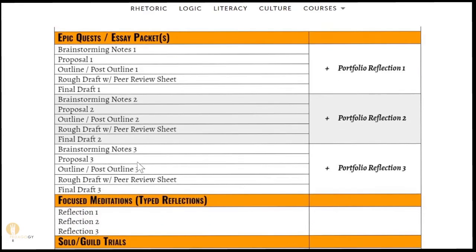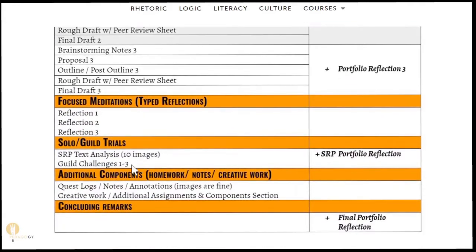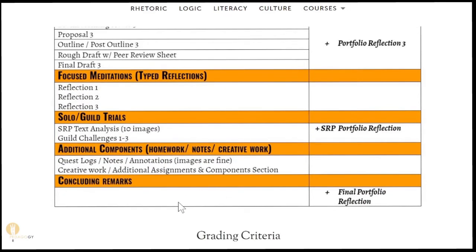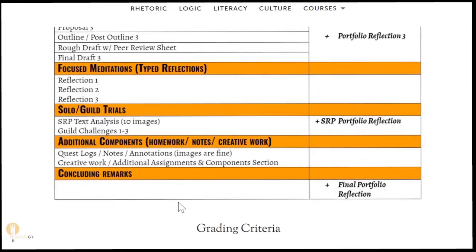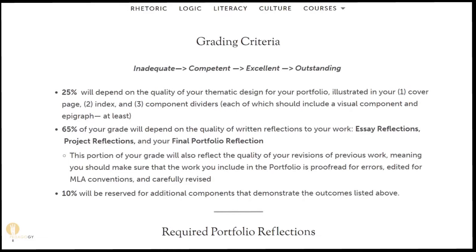Let's keep going here. You'll also link your guild trials and some of the other assignments that you've done throughout the semester in the same way. And then the very last thing that is required here is the final portfolio reflection. Again, there's a specific prompt for that as well. We'll go over that. The grading criteria for the assignment is as follows. So I'll give you a second to read over it.